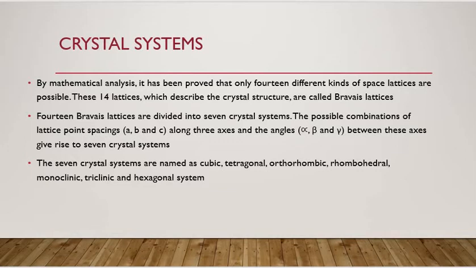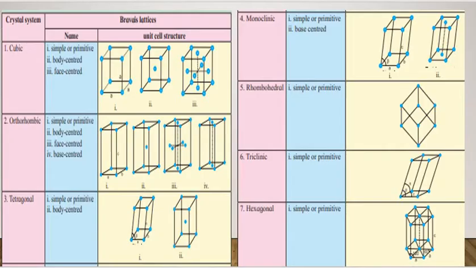Now let's talk about crystal systems. Just now I told you these are the 7 crystal systems, and you will see there are 3 types of cubic, 4 types of orthorhombic, 2 types of tetragonal, 2 types of monoclinic, and so on, on the basis of their axis length and the angles between the axes.